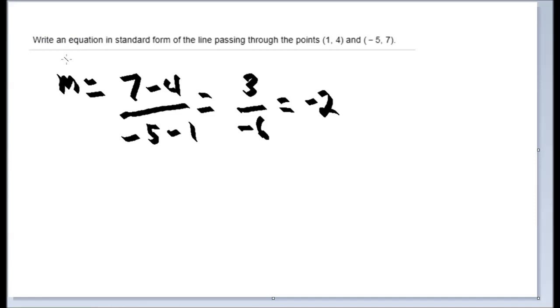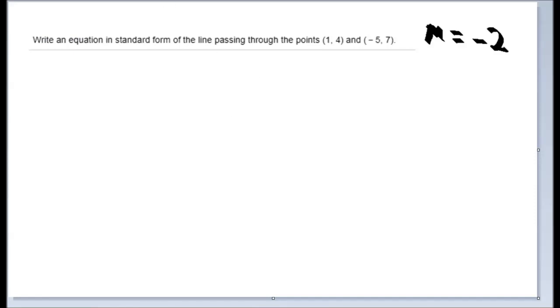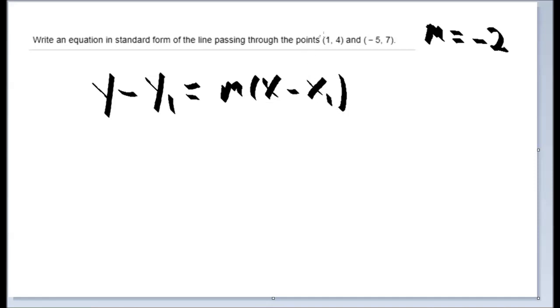For this next problem, we're going to write an equation in standard form of a line passing through these 2 points. First thing we want to do is find m, and notice that m is equal to negative 2. The next thing we're going to do is use the point-slope equation. The point-slope equation looks like this: y minus y1 is equal to m times x minus x1, where x1 and y1 is any point.